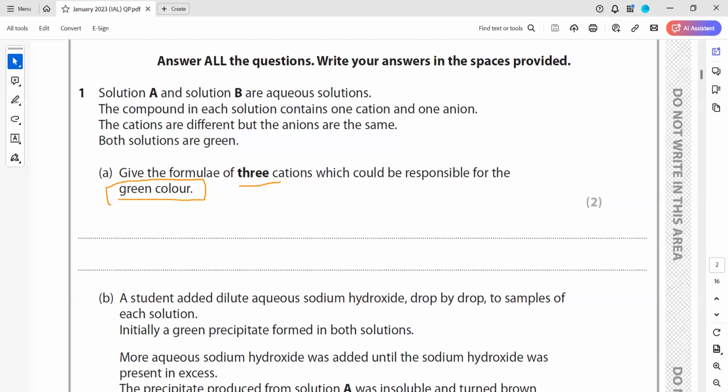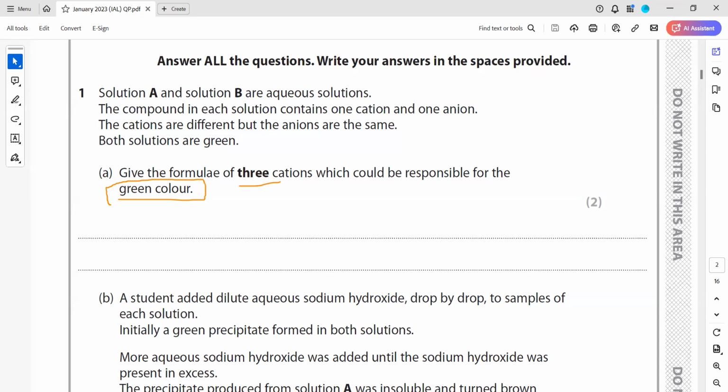So it's an aqueous solution. If an aqueous solution is green in color, what could be the cations present? It might be aqueous chromium 3, or vanadium 3, that is aqueous, and chromium 3 aqueous is green, iron 2 is also green, nickel 2 is also green.